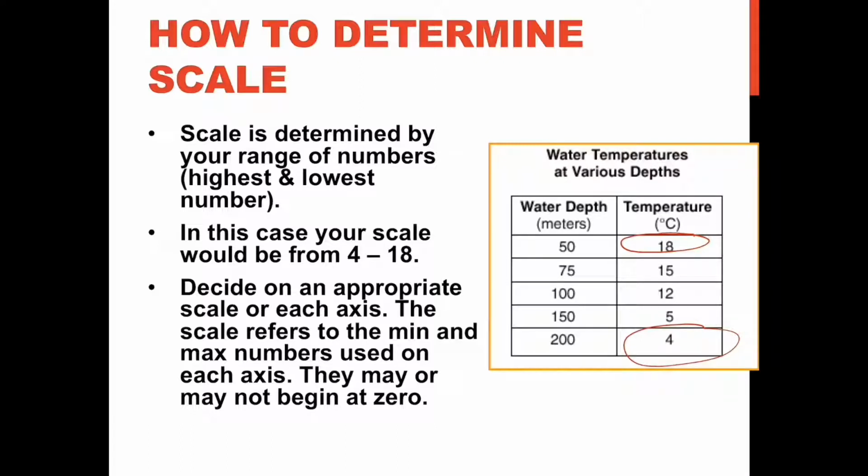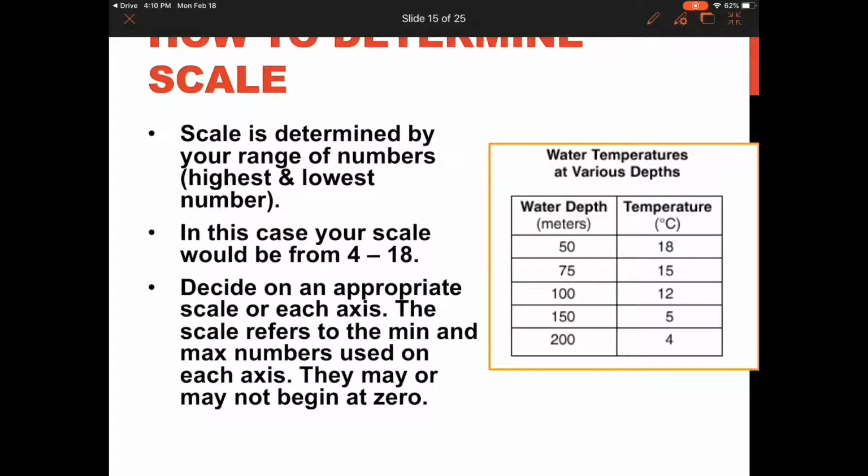So how to determine scale? Well, scale is determined by your range of numbers, your highest number and your lowest number. And in the case of the data table on the right, our scale would be from 4 to 18. And using your range, you would decide on an appropriate scale for each axis. Your scale is going to refer to your minimum and maximum numbers used on each of the axes. So they may or may not start at 0. That ultimately depends on you and what you have decided.